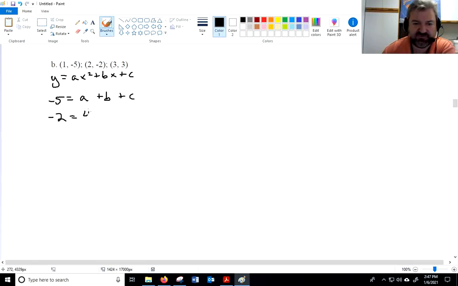2 squared is 4, so that'll be a 4a. b times 2 is 2b, and plus c. Notice the pattern that it's the x squared, and then just the x, and then no x at all. All right, then I'll plug in a 3 for y and a 3 for x. 3 squared is 9, so 9a plus 3b plus c. There's my system of equations.